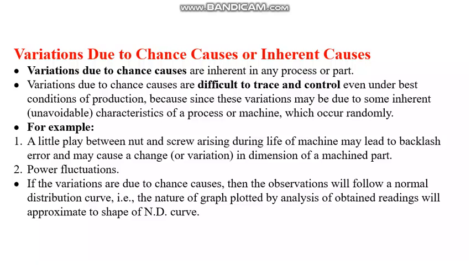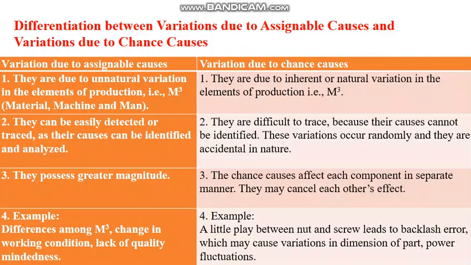See, if only the variations arising because of chance causes are there, then the observations will follow the normal distribution curve. The nature of the graph plotted by analysis of obtained readings will approximate a normal distribution curve if only chance causes are present and assignable causes are not there. Now, here in a tabular form, this differentiation is put.